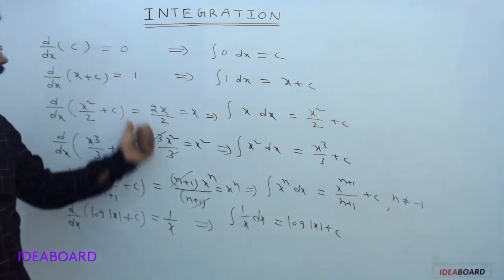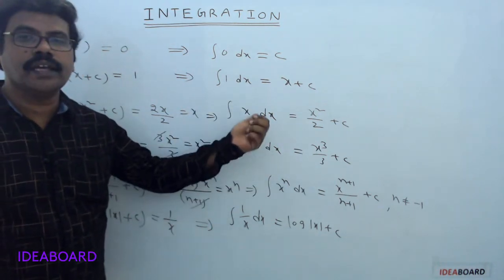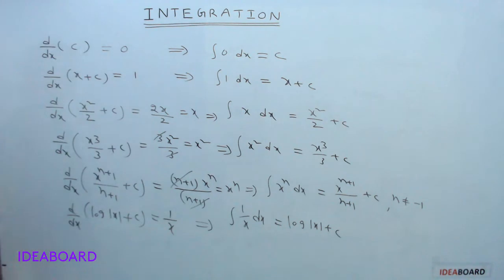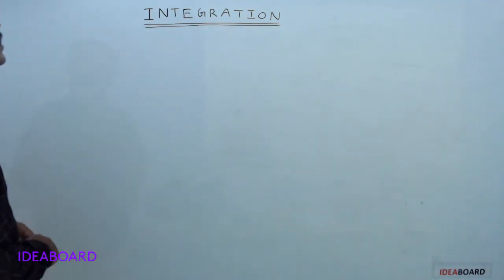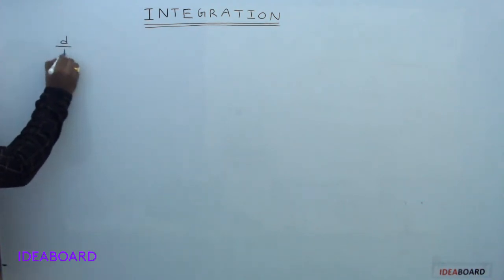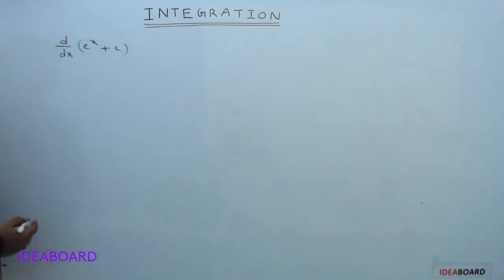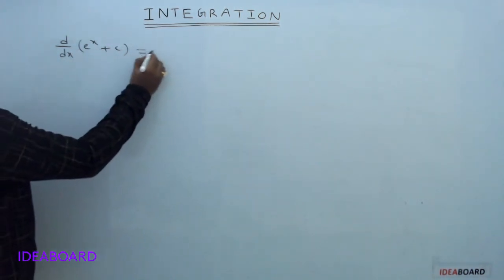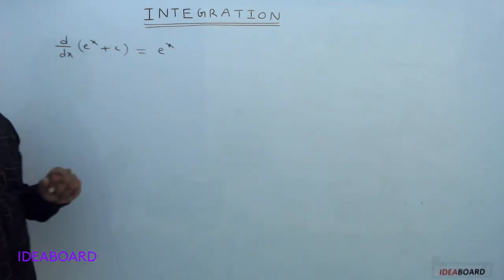Just if you know the differentiation formulas, it is easy to write down the integration formulas. Now come to the next formula. What is the derivative of e power x plus some constant? Derivative of e power x is e power x, c is the constant term, its derivative 0.